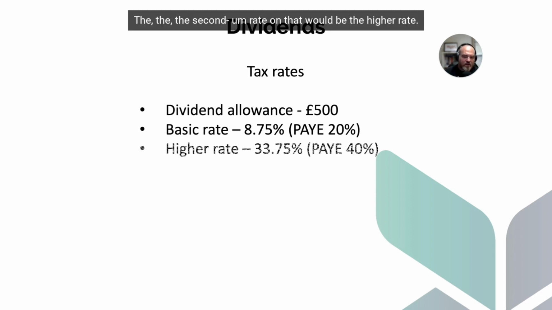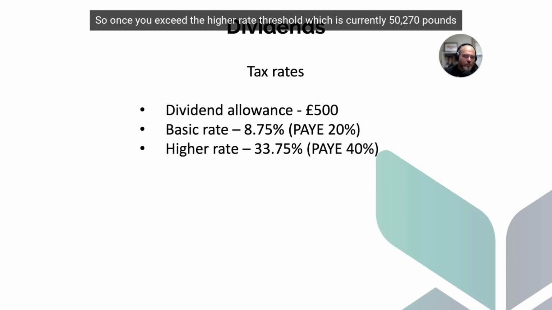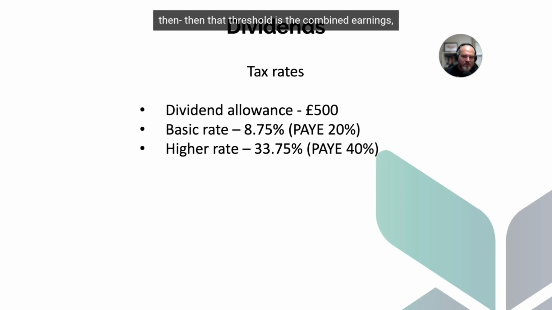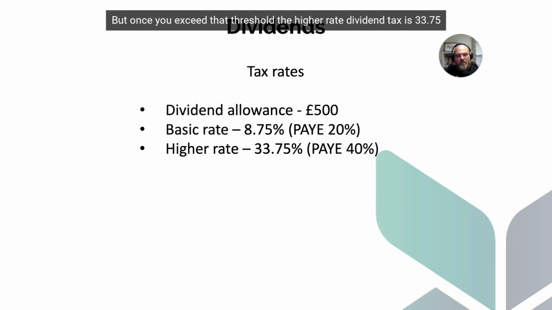The second rate on that would be the higher rate. So once you exceed the higher rate threshold, which is currently £50,270 a year, once you've exceeded that, and I don't mean in dividends, I mean in total earnings. So if you take a mixture of salary and dividends, then that threshold is the combined earnings, not just dividends. That's an important point. But once you exceed that threshold, the higher rate dividend tax is 33.75%.